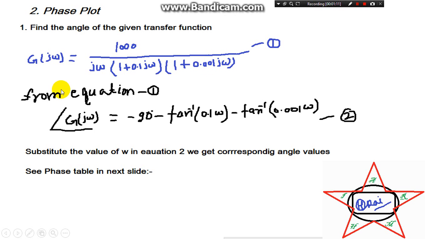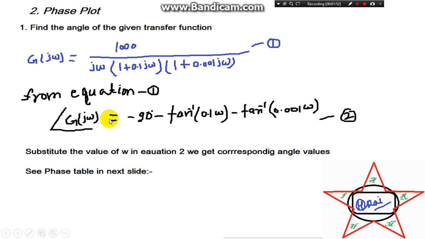From this equation we'll find the angle equation. Angle of G of j omega is equal to minus 90 degree, because 1 by j omega contributes minus 90 degree. 1000 has no imaginary part, so it does not have any angle. It gives 0 degree, so there is no contribution from it. So for this term we have minus 90 degree. 1 divided by 1 plus 0.1 j omega gives minus tan inverse of 0.1 omega, and for this part it is minus tan inverse of 0.001 omega.